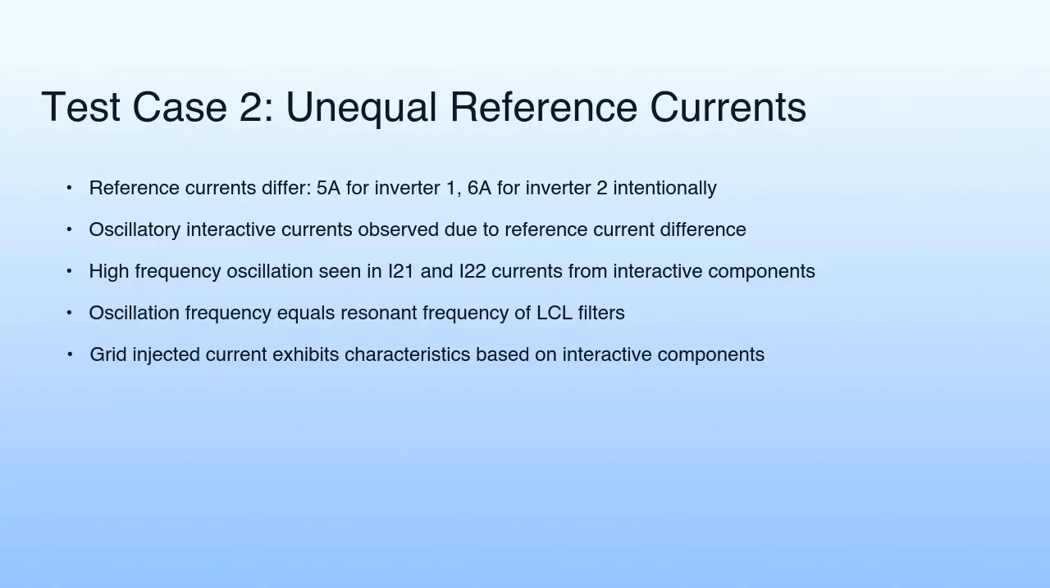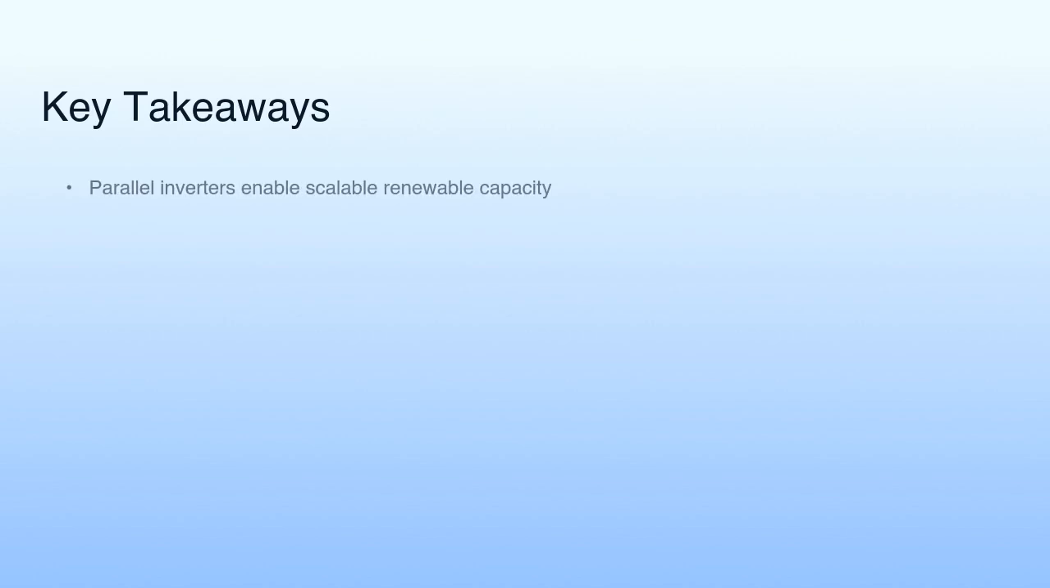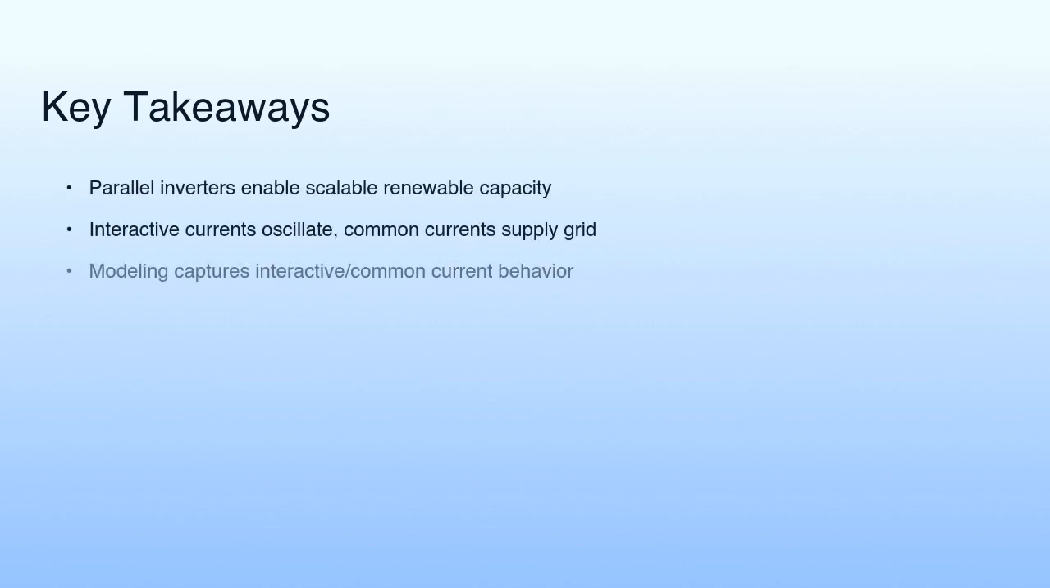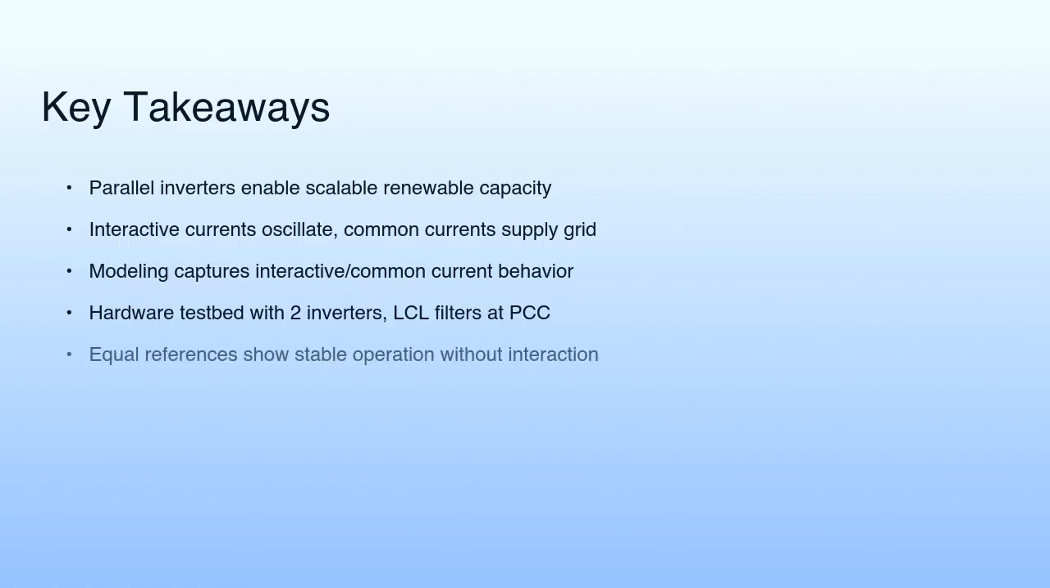In summary, parallel inverter operation offers scalable renewable capacity, but requires careful consideration of interactive and common currents, which can be modeled mathematically and validated through hardware demonstrations, showcasing the importance of equal reference currents for stable operation.